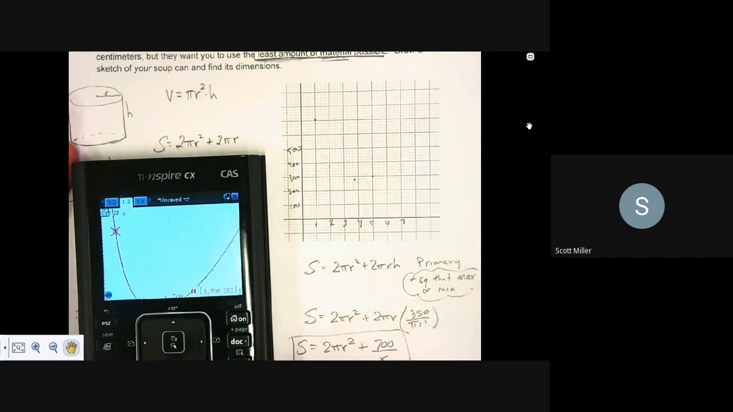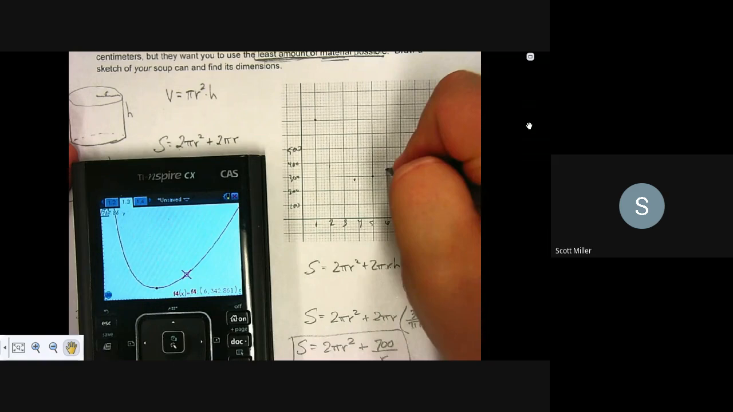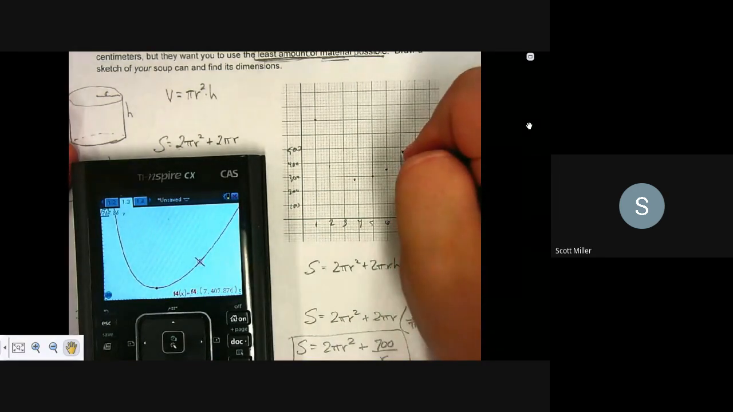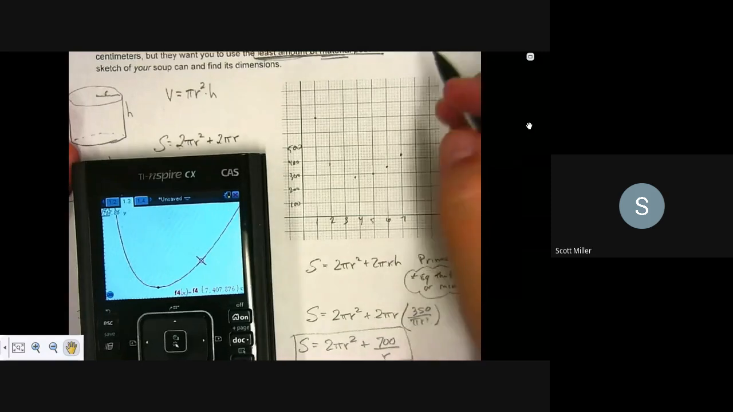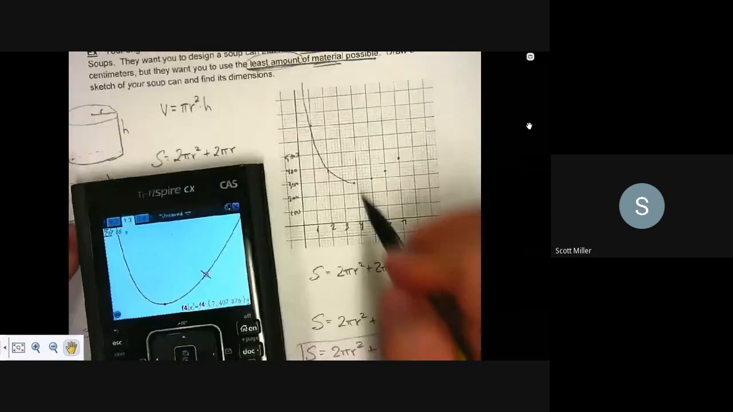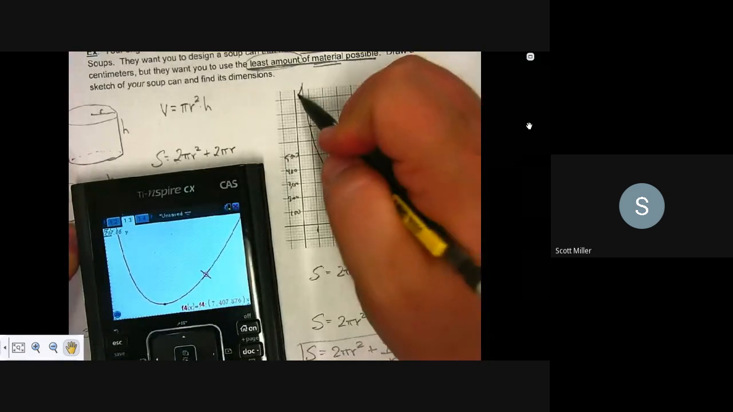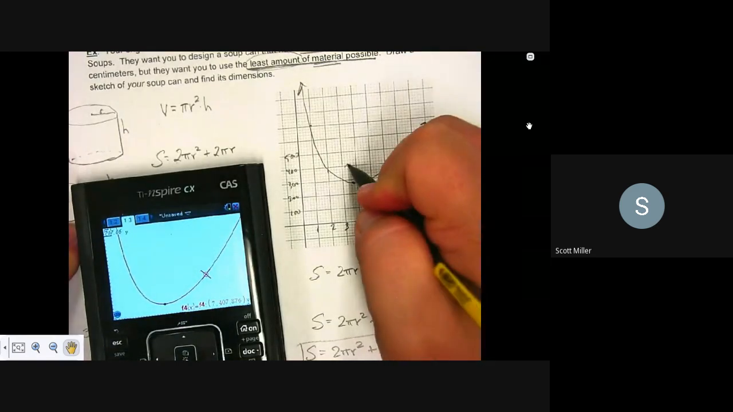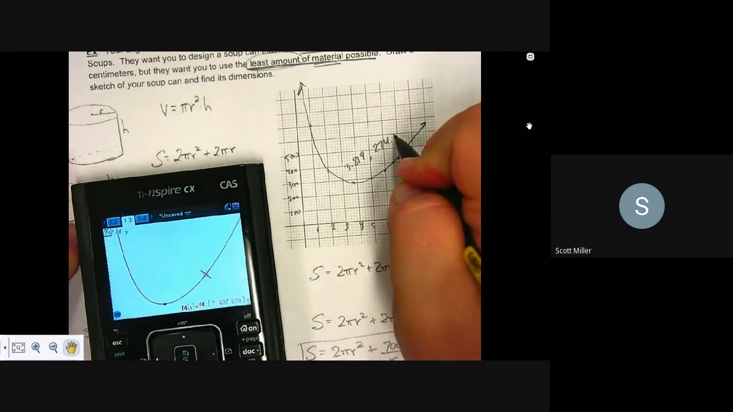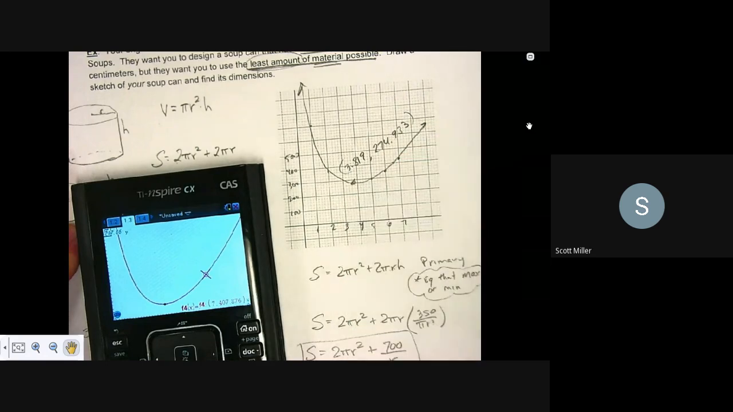And I can do 6, is 342. 7 is almost 410, about right there. And so I can draw this curve, minimizing there, coming out over here, going off in that direction like so. And you can name that point as 3.819 and 274.933. So that's the name of that point right there.